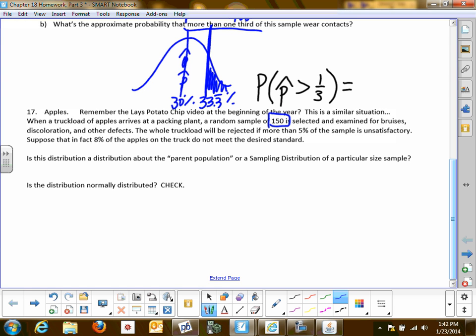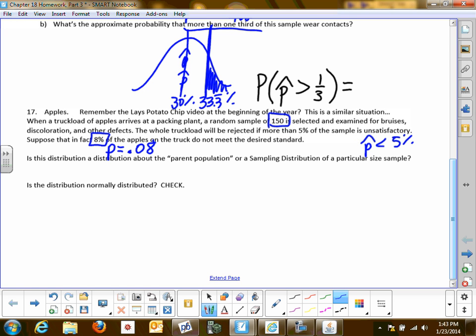So, this 8%, is that representative of p or p-hat? That is the p for the truckload. It is the real deal. This is the real factual information about the truckload's percent of bad apples. The 5% is what he is hoping they collect. He's hoping they collect 5% or less bad apples in their samples. That's what he's banking on.